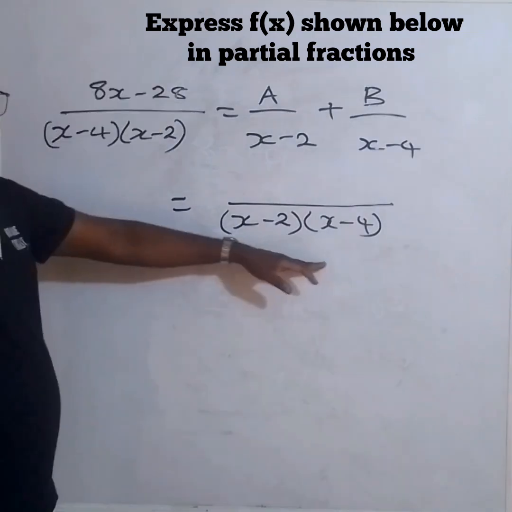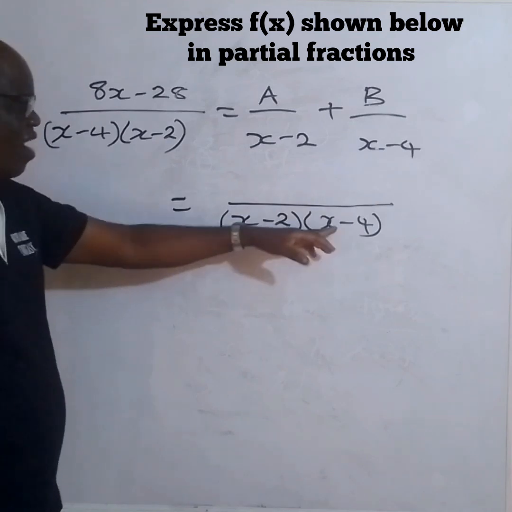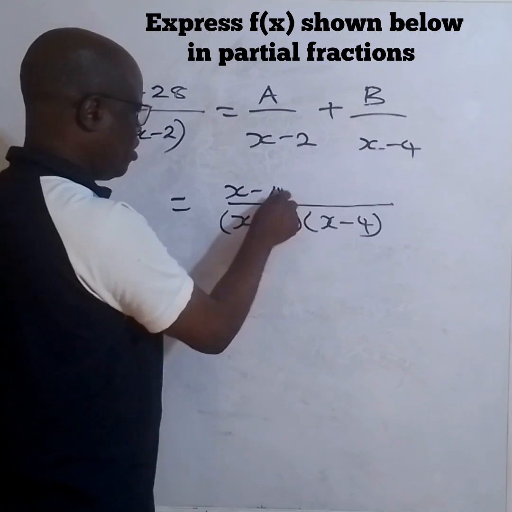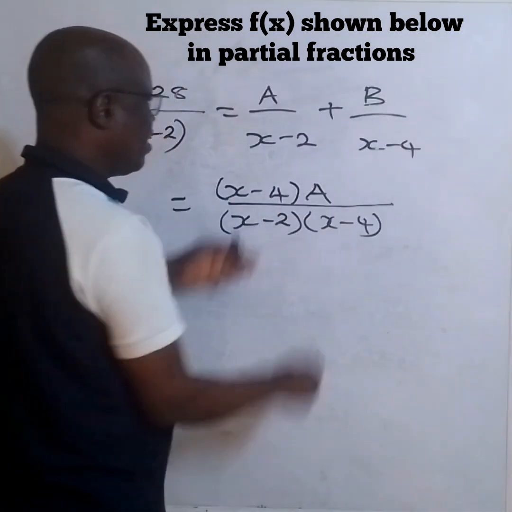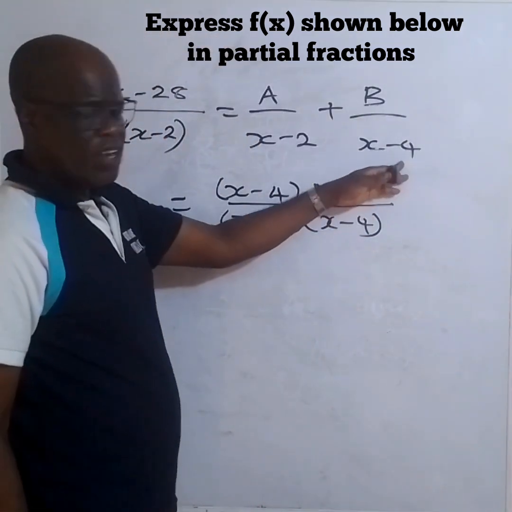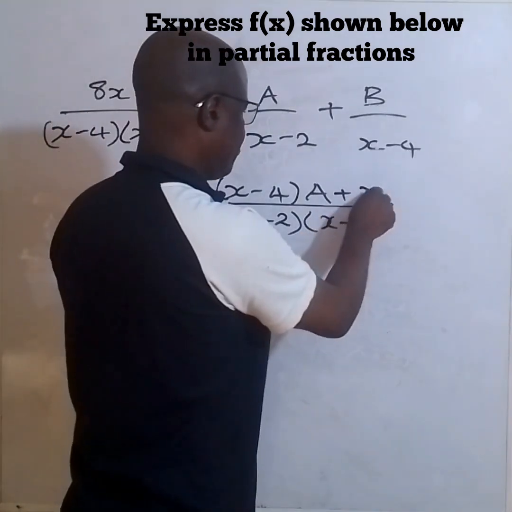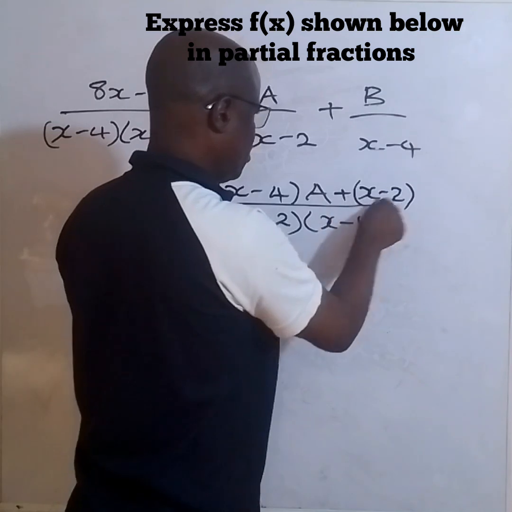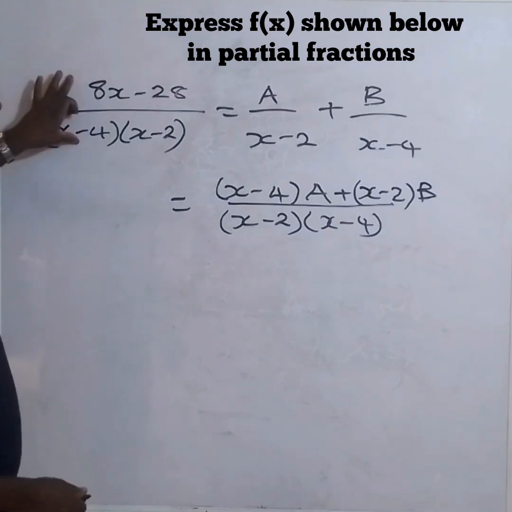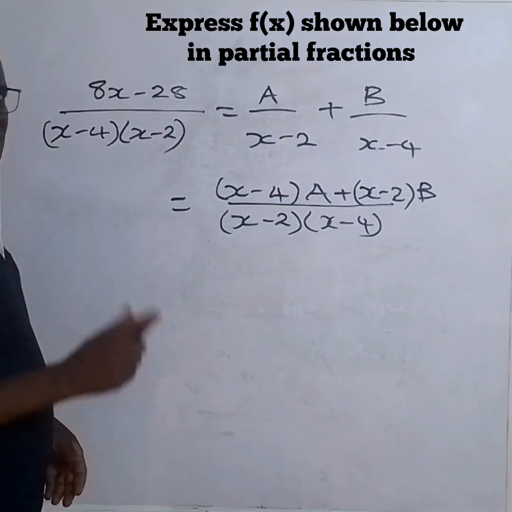That's the LCM. The LCM divided by x minus 2. So the x minus 2 will cancel. You will now have x minus 4 left. So you have, then you put your A multiplied by A. Then you have plus the LCM divided by x minus 4. This and this will cancel. And then you have this one left. Then multiply by B. Okay? So this expression is what we have written this way.